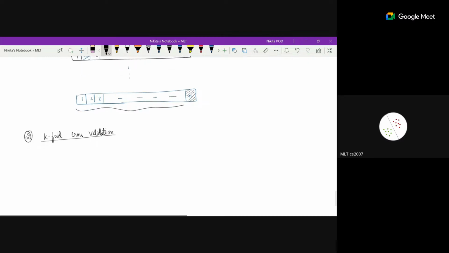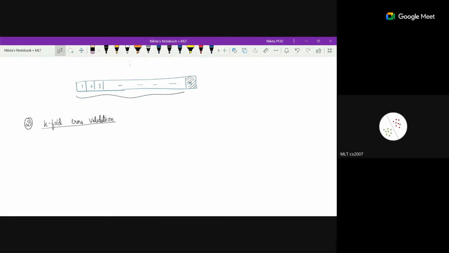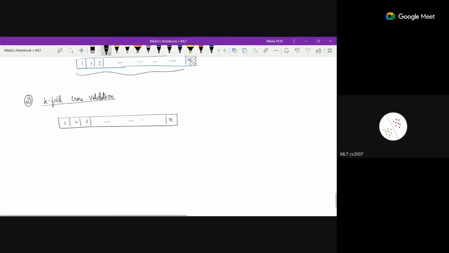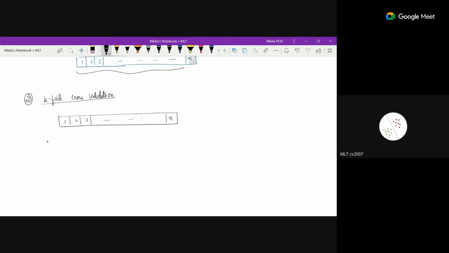In k-fold cross validation, what we do is, as the name suggests, you have n data points and n observations with you. So you have x1, x2, x3, and so on till xn. Now what you are going to do is make k folds of this data set. When you make k folds, we assume each of the folds is of equal size.